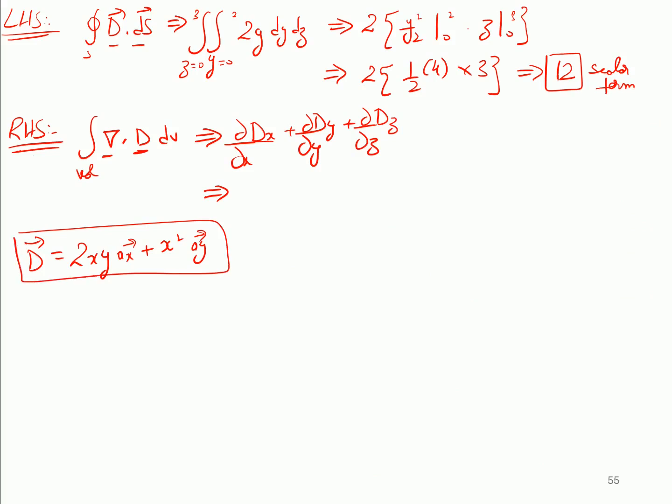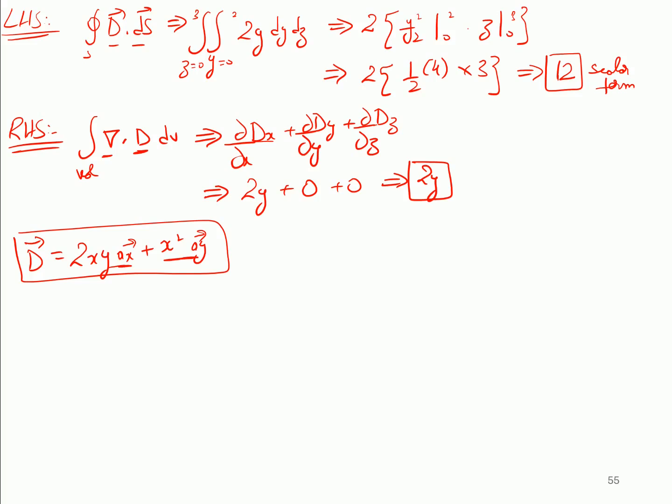Let's find the partial derivative along x. The value will be 2y, and then we have no component other than that. Then we go to the partial derivative along y. There is no y component in Dy, so it becomes 0, and z is not in the equation, which means the answer comes out to be 2y. So this is the divergence that we are getting for D.